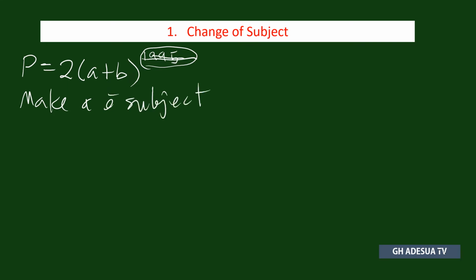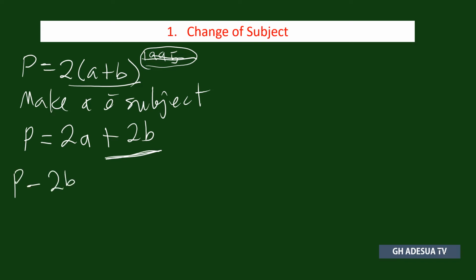And students were supposed to make A the subject. Now A is on the right hand side and it is caught up in a bracket. So you need to clear that bracket. So you write P is equal to, then you open the bracket out. 2 times A is 2A plus 2 times B is 2B. Now you want the A to stand alone, but it is being interfered with by plus 2B, so it will cross the equal sign. So it becomes P minus 2B, with the sign becoming negative, is equal to 2A.